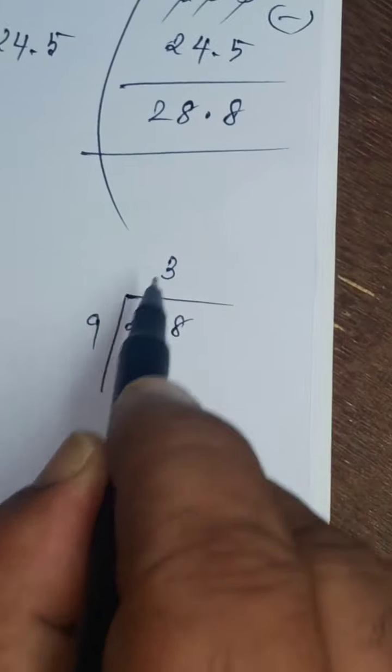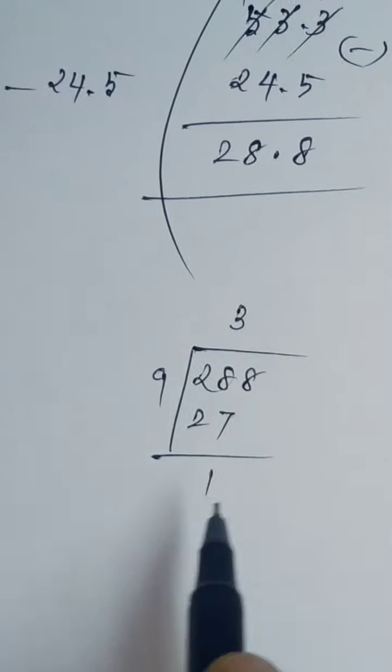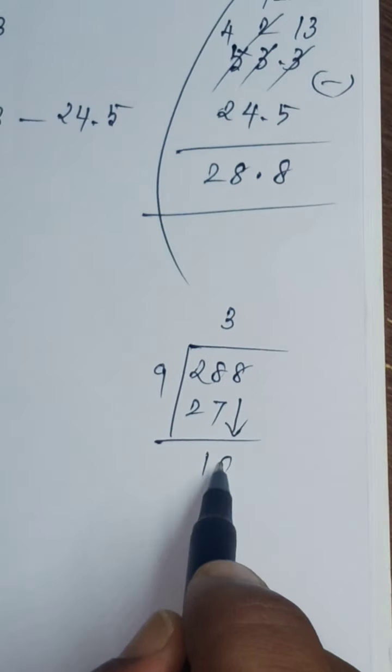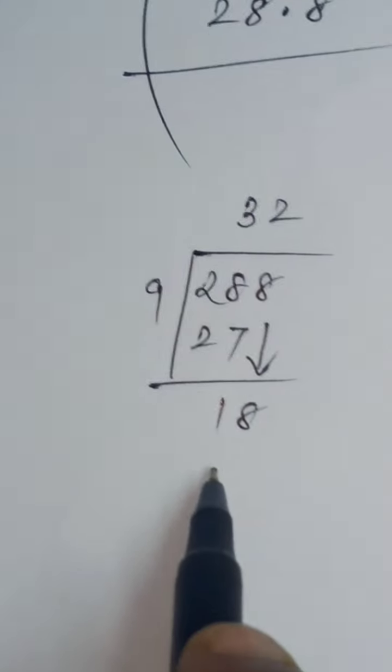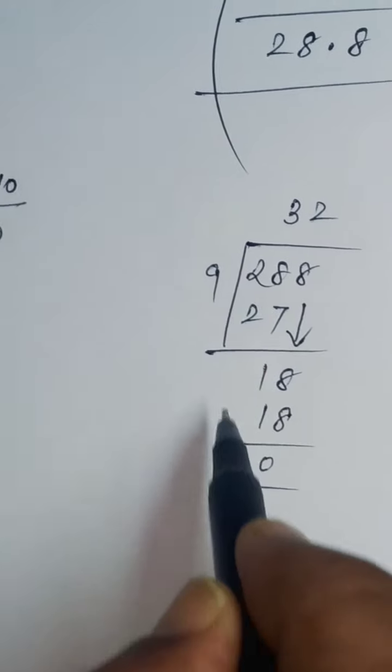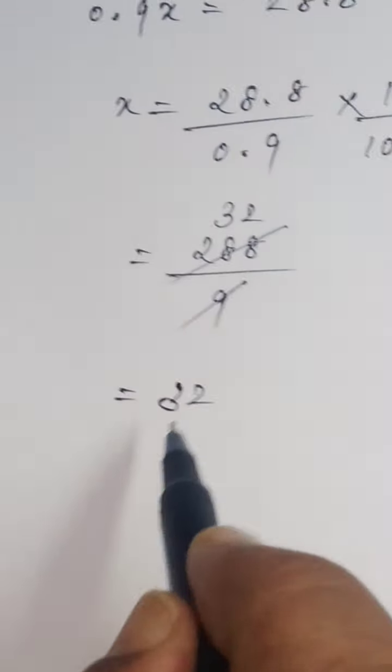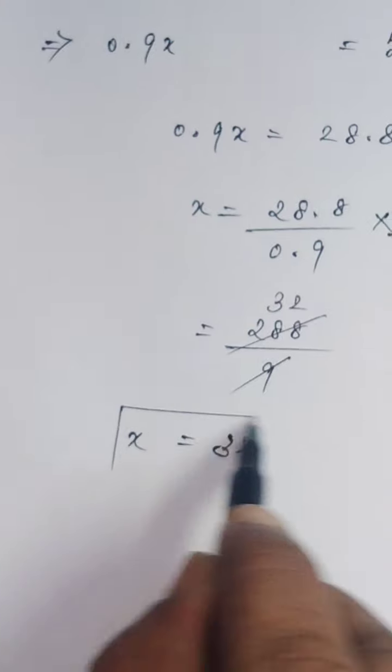I do the calculation here for your reference. 9 table, 9 3s are 27. 28 minus 27 equals 1. And bring down 8. 9 table, how many times? 2 times. 2 9s are 18. Balance 0. So what is the answer? 32. Got the value of x.